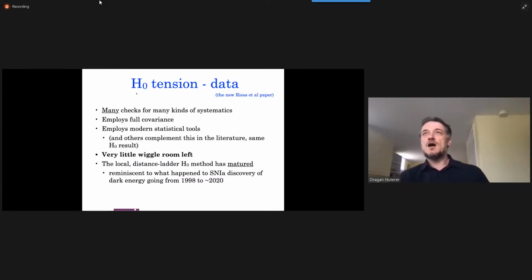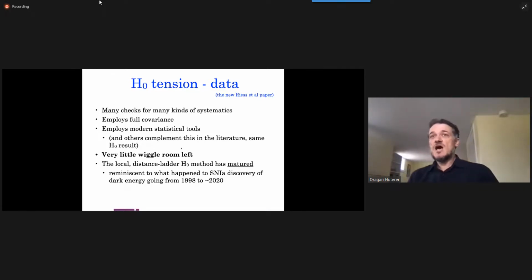The analysis, at least to an outsider like me, is impressive. It contains many checks for all kinds of different systematics, and employs full covariance and modern statistical analysis. If you go to the literature, you'll find papers that reanalyze this with even more cutting-edge statistical tools. They find the same results, so it's definitely not the statistics that's an issue. In fact, overall, there's very little wiggle room left.